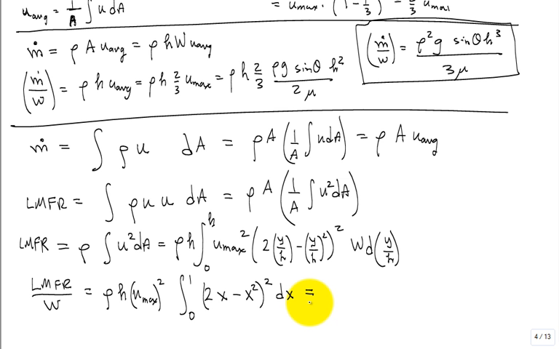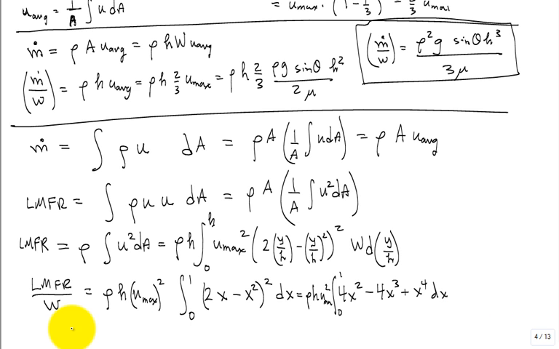I would expand it, right? So instead of having something squared, I'd have a bunch of terms. It would be 4x squared minus 4x cubed plus x to the 4, integrate 0 to 1 dx. I pause. Well, everything else has to go for the ride. I left them all out in the front. Rho h u max squared. Okay, but I was focusing on that integrand, right? Does it look okay? Did I do the integrand fine or not? Did I have a mistake?